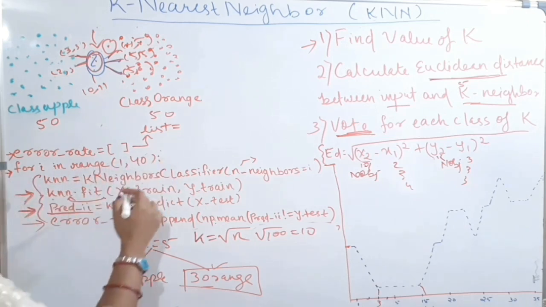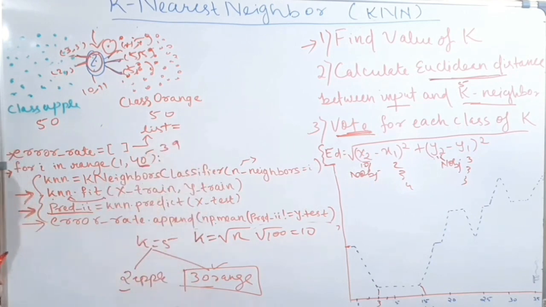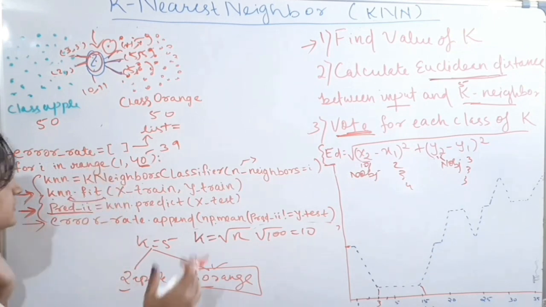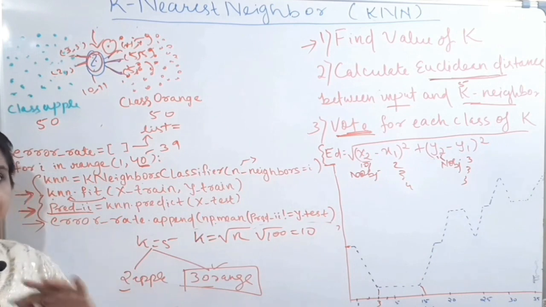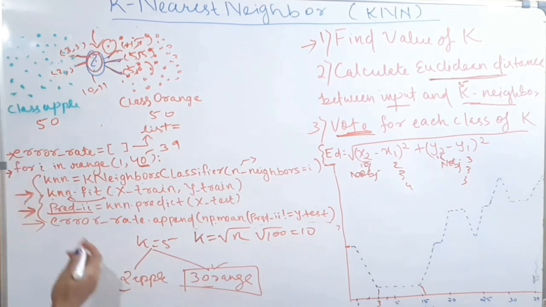Okay, it will iterate, it will ignore the last value, and it will iterate for 39 times. Inside the for loop, these 4 lines of coding I have written. These 4 lines of coding will loop for your 39 times. So what is that?